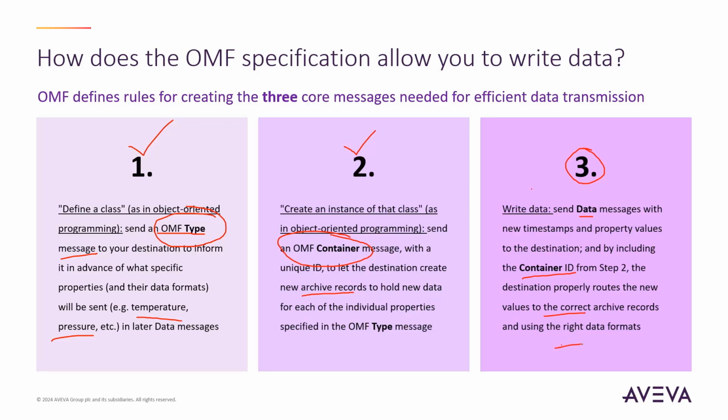So again, if you're creating an application or creating a data flow that uses the Open Message Format, this is the workflow you will do. You'll send a type, you'll send containers to create instances of that type, and then you'll send data messages to actually send data values to those containers. And the OMF specification describes exactly how you should structure each of these messages, how you should send your types, how you should send containers, and all of those.